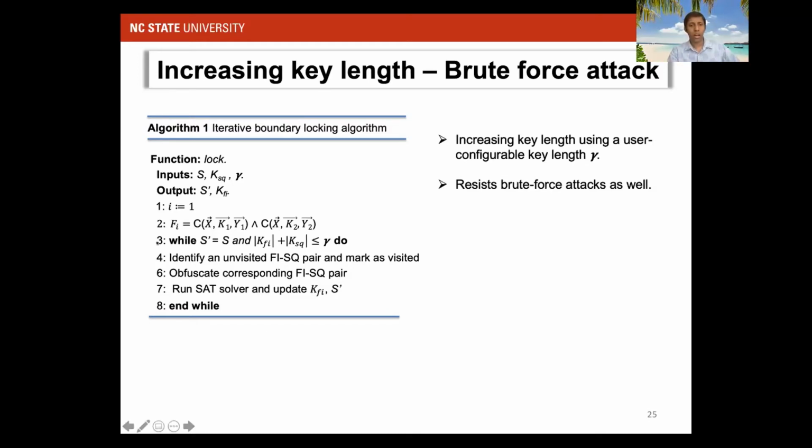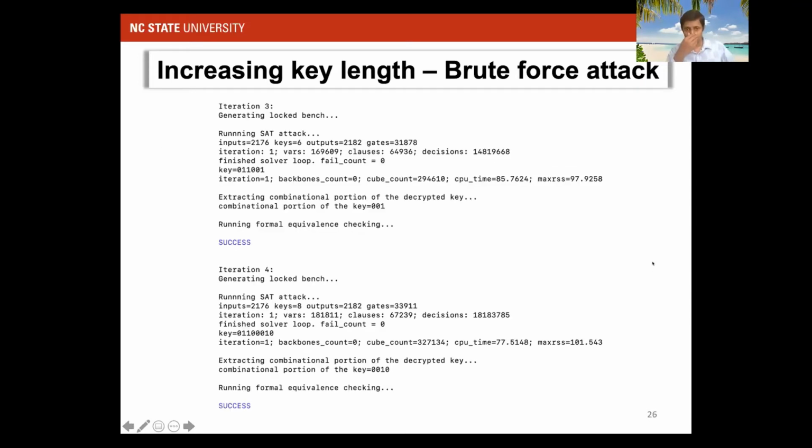So after the loop gets completed, it returns a circuit which is secure against the particular attack you're targeting, and also against brute force attack, because increasing the key length resists brute force attack, right? We also show an example for a B1 benchmark that resists this. This is for RISC-V actually. For RISC-V, we have seen earlier that for iteration 3, you have a success itself.